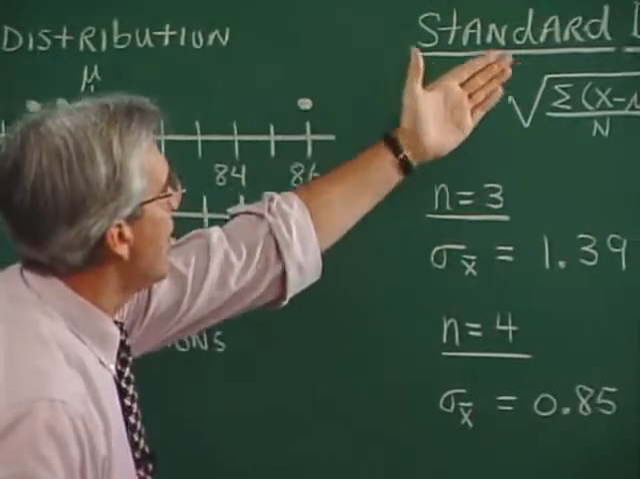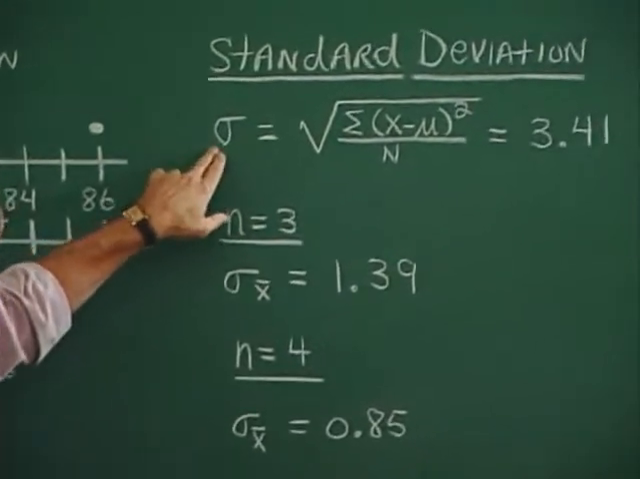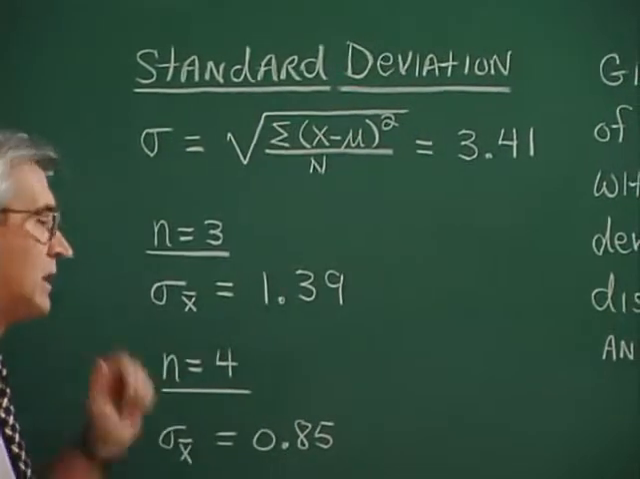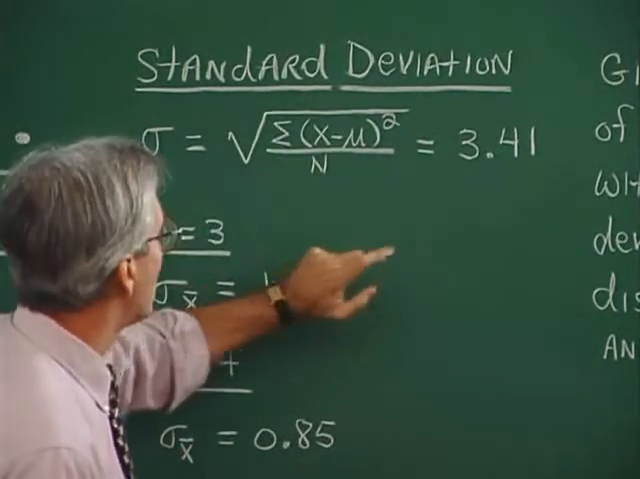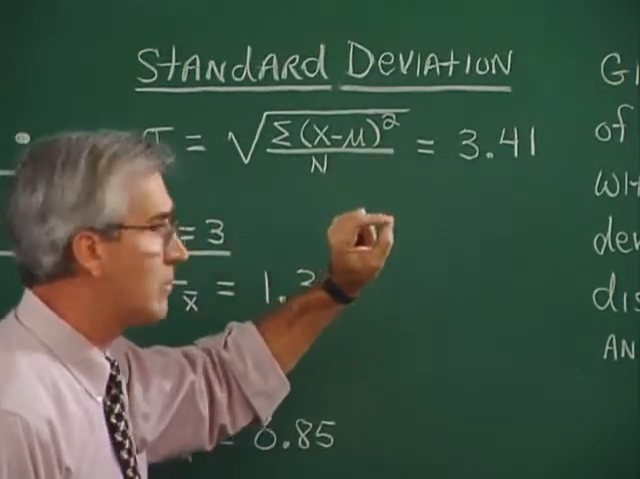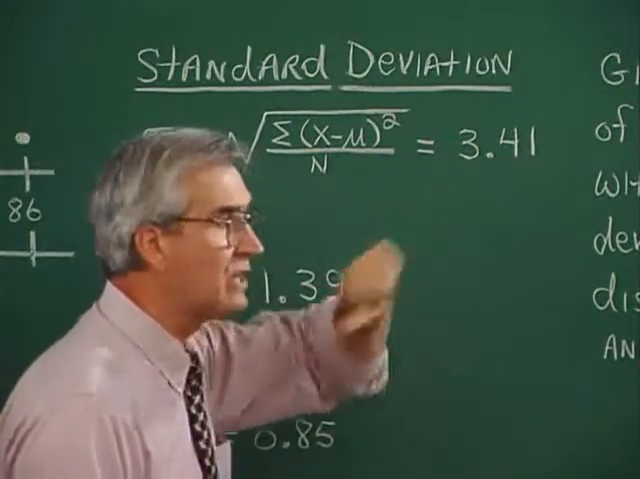Okay, standard deviation for the population is sigma. We can calculate it using this formula, or there are other ways to do that, but at any rate, making the calculation, we find that the standard deviation for the population is 3.41 inches.